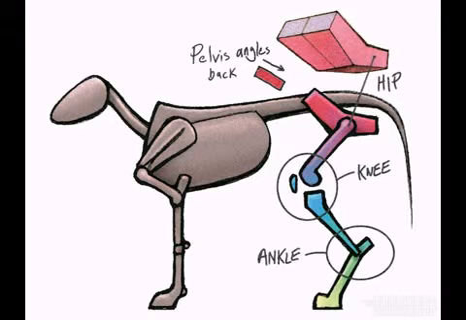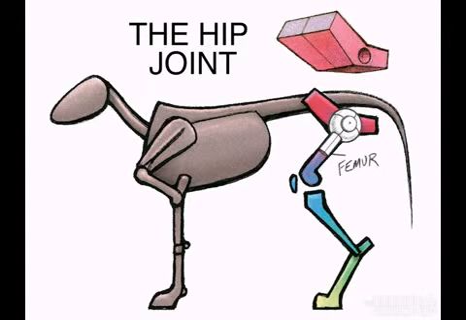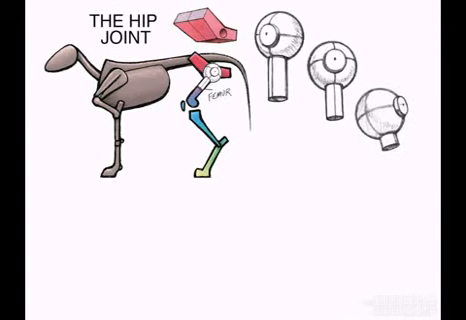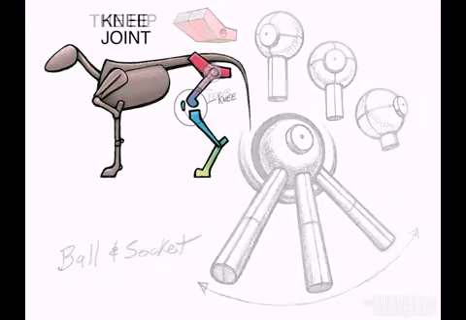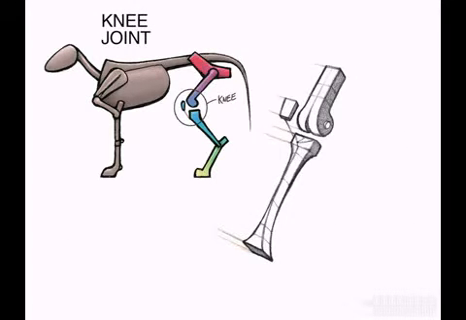Now let's look at the hip joint and the knee. Start with the hip joint. There's a socket built into that hip, and the femur has a ball that fits into the socket. So it's a ball and socket joint. That means that it can swivel around. The knee is a hinge joint, but not fixed like a door hinge.